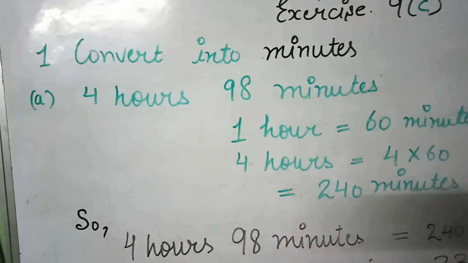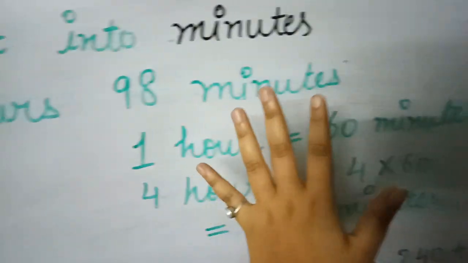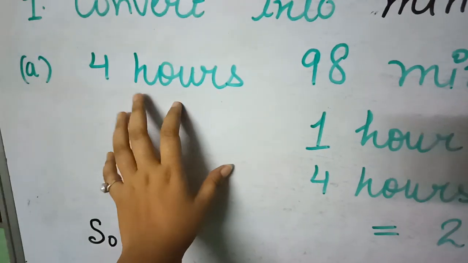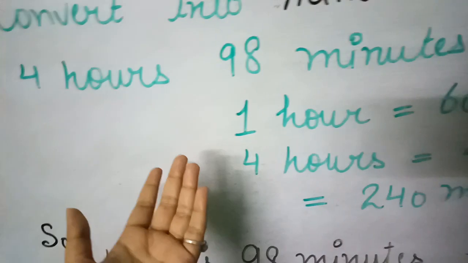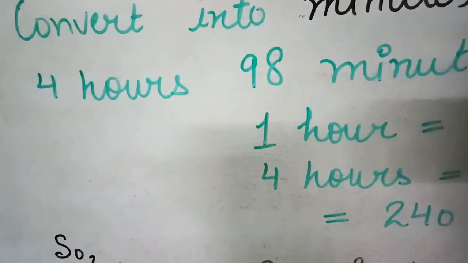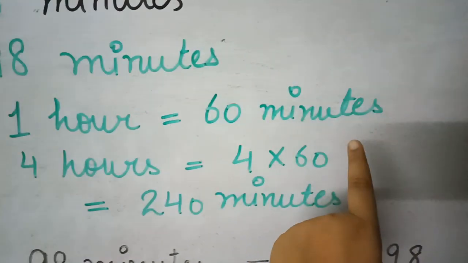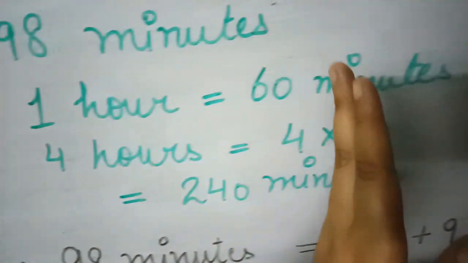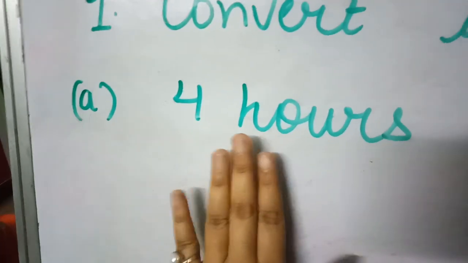How to convert into minutes? The question is 4 hours 98 minutes, we have to convert into minutes. So firstly we will convert the hours into minutes, and then we add the other minutes to these converted hours, right? So in 1 hour there are 60 minutes. Yes, in 1 hour there are 60 minutes. In 1 minute there are 60 seconds. So here 1 hour equal to 60 minutes. So firstly we have to convert 4 hours.